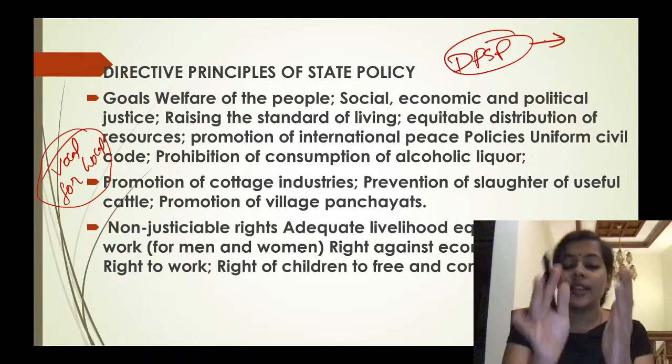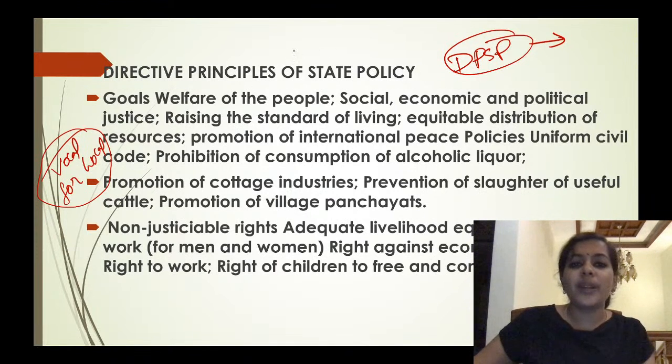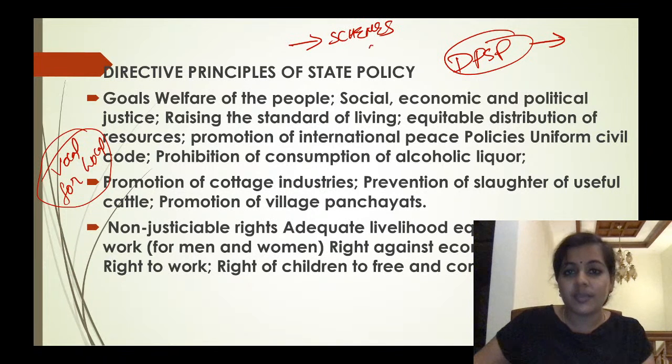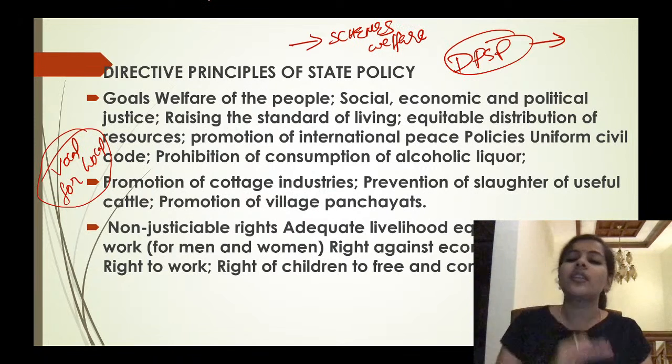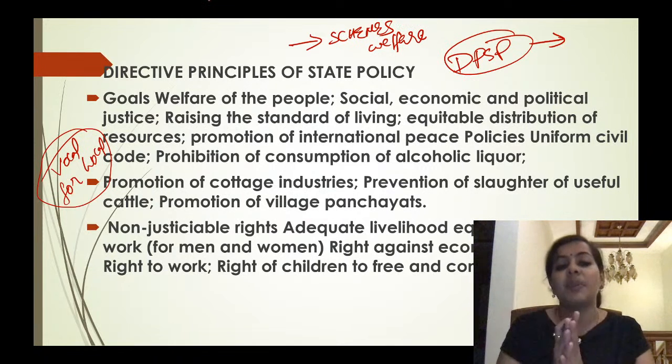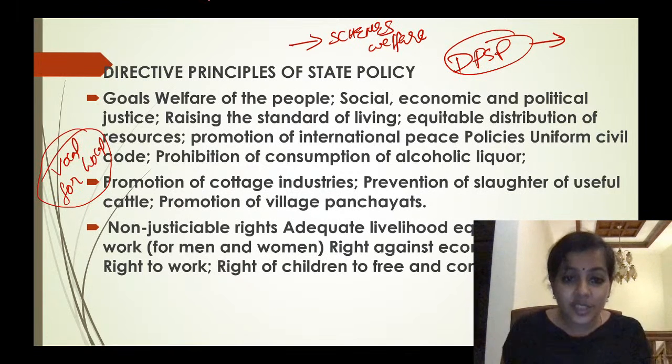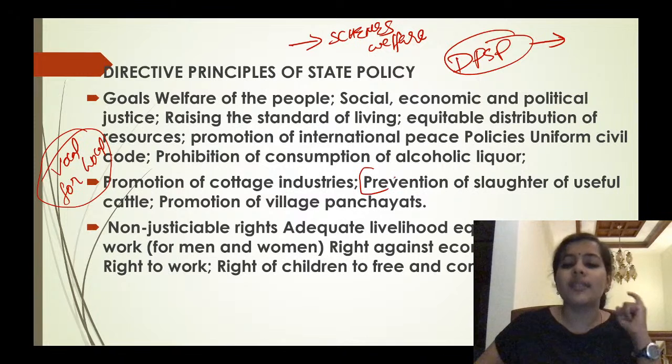Based on these directive principles, the government implements schemes and welfare measures. Have you ever thought why the government is doing it? Because it is guaranteed in the constitution as DPSP. It has to promote the cottage industries, etc., and prevention of slaughter of useful cattle. This is described in the DPSP. Promotion of village panchayats.